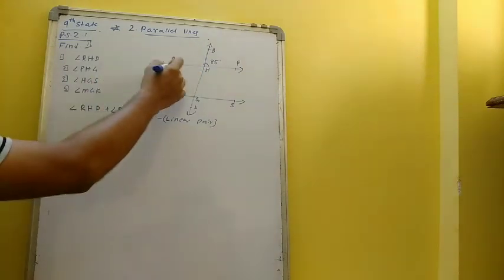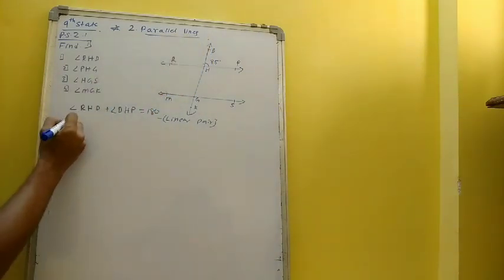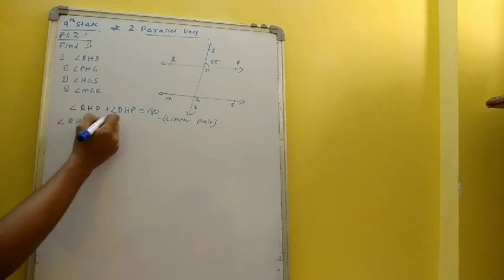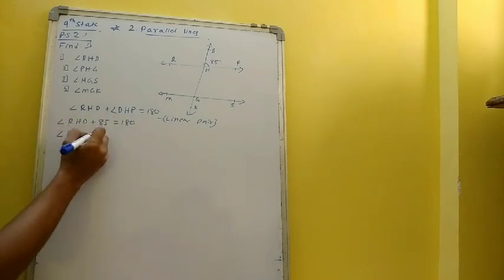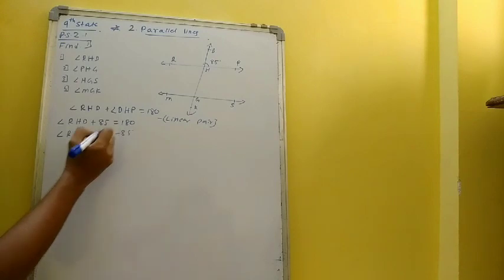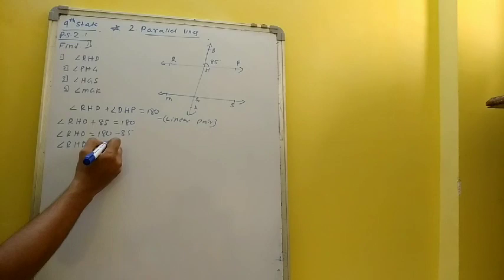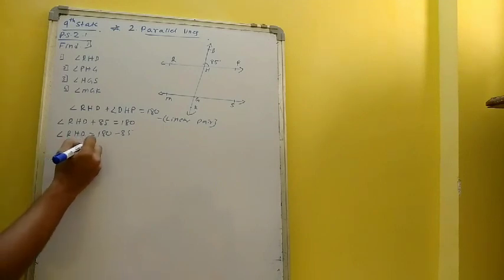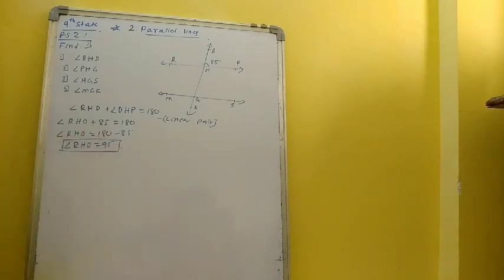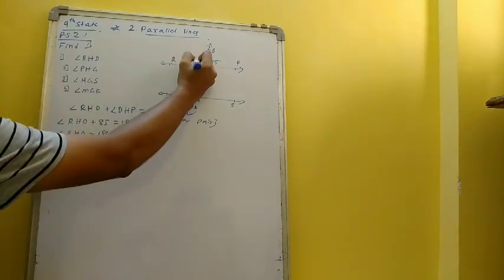So RHD, we don't know RHD, that you need to find out, plus DHP, it is 85. So RHD is equal to 180 minus 85. RHD is equal to 95. Okay, RHD is 95. Second one, so I got this answer as 95.